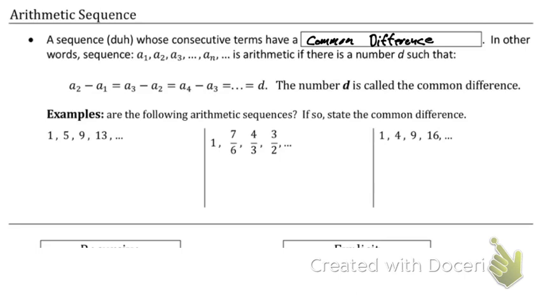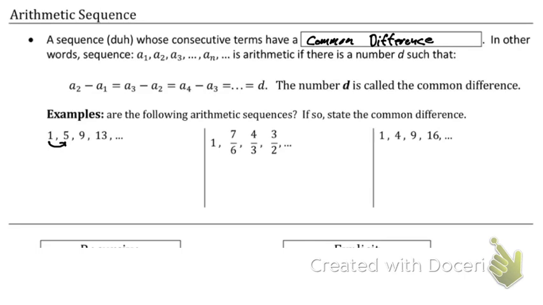So, some examples. Are the following arithmetic sequences? If so, state the common difference. So our first one, this is exactly what we're going to do every single time you check a sequence. You're going to see if there's a number you can add over and over or subtract.